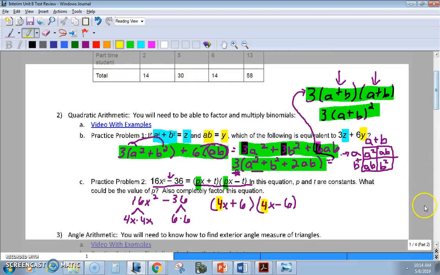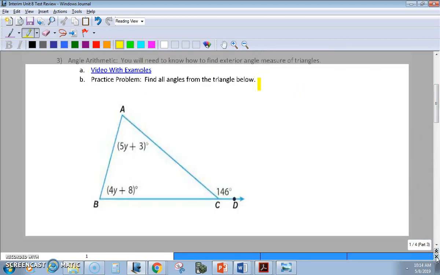Welcome back, you guys. So this next question, question number 3, should be straight up review, but it's been a while, so this will be fun to do. What we're looking for is to find all of the angles in the triangle below. Notice it doesn't say solve for y. We do actually have to solve for y to do this, but once we have y, we're going to have to put it back in and figure out the angle.